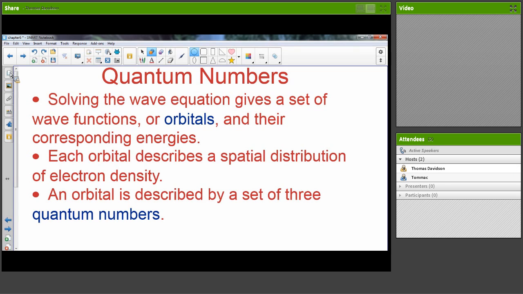Now, to get this probability, it's really just the math answers to what is called the wave equation, or wave function. Solving the wave equation gives a set of wave functions, or orbitals, and their corresponding energies. These orbitals have a numerical value of 0, 1, 2, 3, but we assign a letter, S, P, D, and F, to these orbitals. The bell's going to ring before this will make sense. So wait until the middle of tomorrow for the ending of this story. So each orbital describes a spatial distribution of electron density.